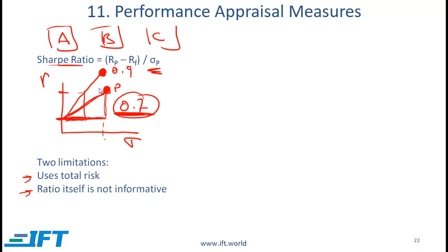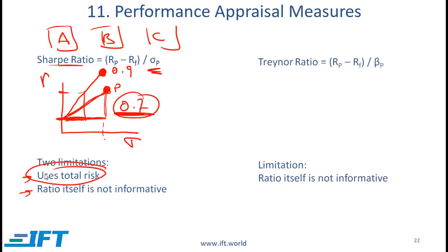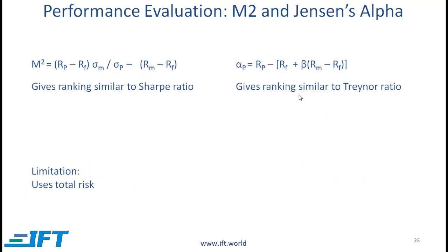To deal with this first limitation, we have another ratio called the Treynor ratio, where the numerator is the same. It's the excess return of the portfolio over the risk-free rate divided by the systematic risk. But this again is a ratio. Simply knowing that the Treynor ratio is 0.9 does not tell us whether the ratio is good or not. We need to compare this with another ratio to determine which one is better.